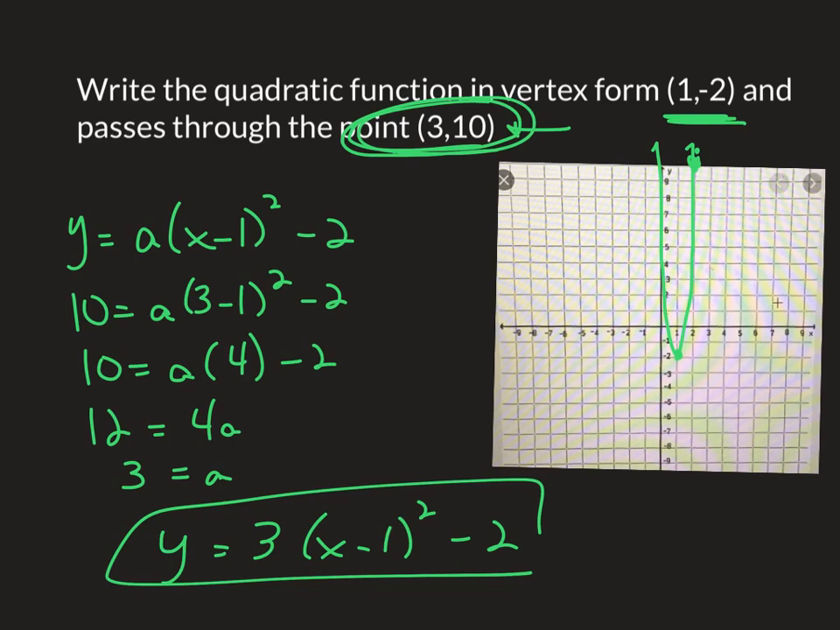Okay, so basically we're doing this. We're putting the vertex in, and then we're plugging the other point in for x and y to find our a, and then we're putting the a in, and that's really it. Okay, I'm going to show one more type here.